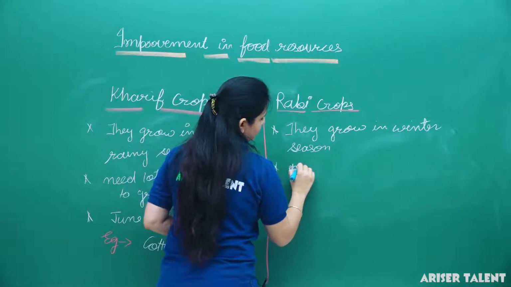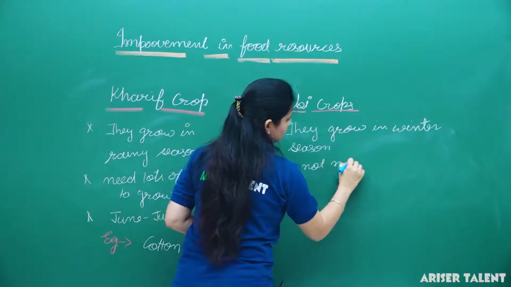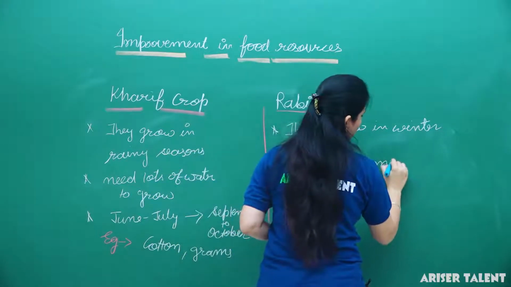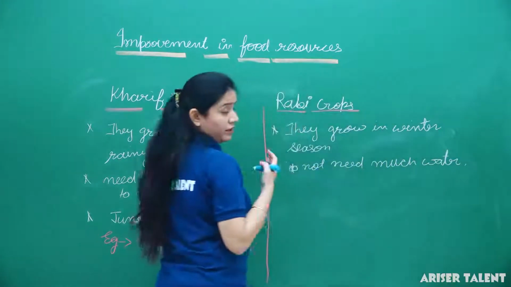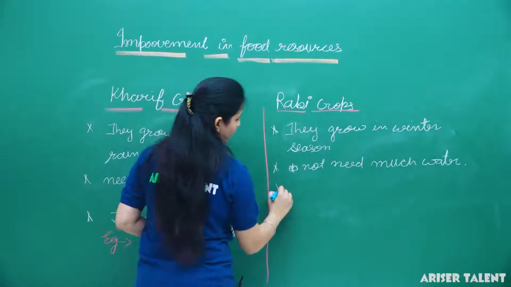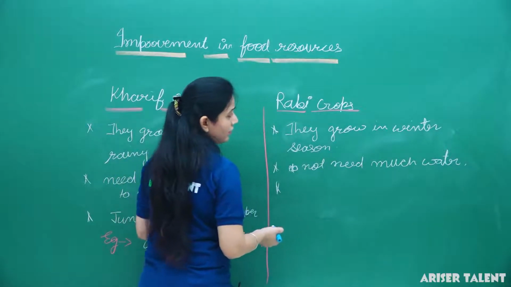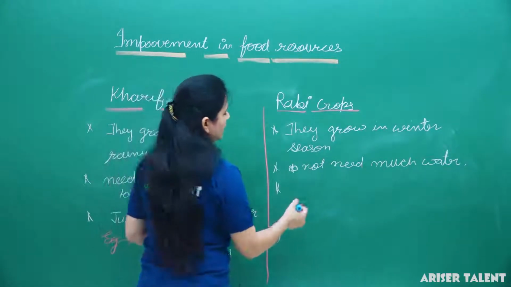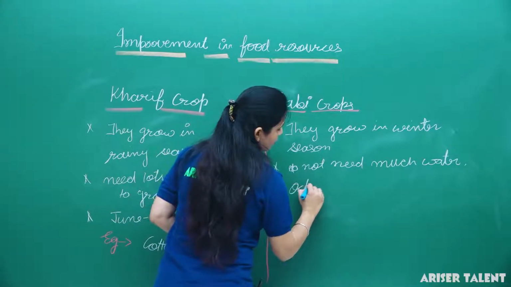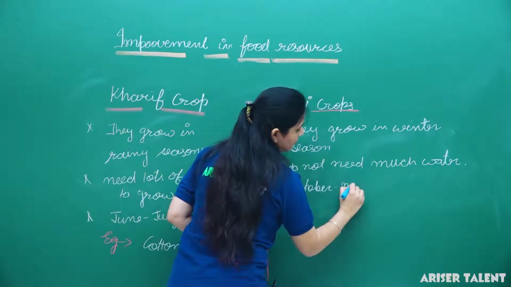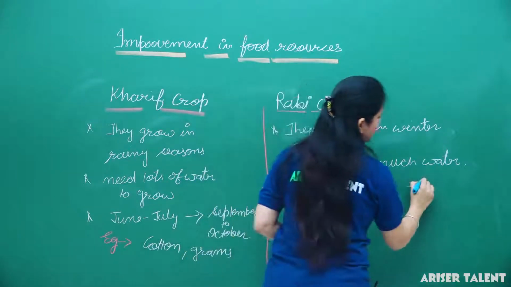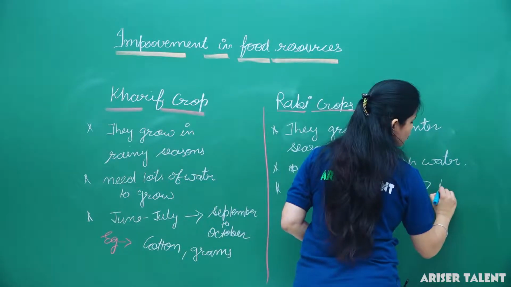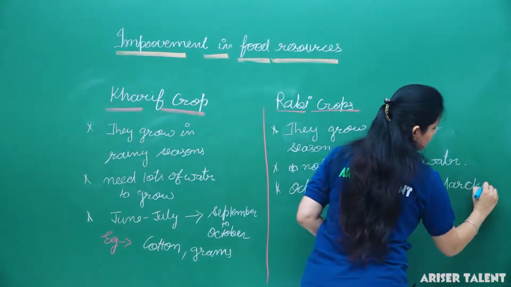Do not need much water, and neither too much heat. Okay, and generally they are grown in the month of, what are the winter months? Generally they are grown in the October to November month and then harvested in the March to April month.